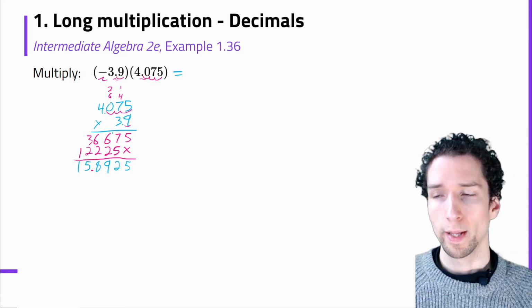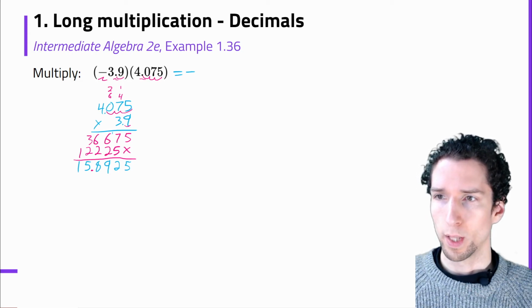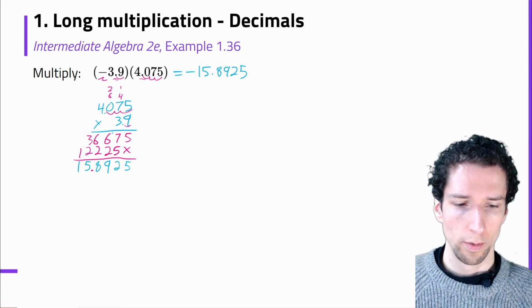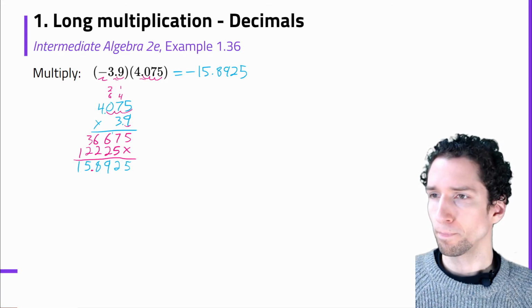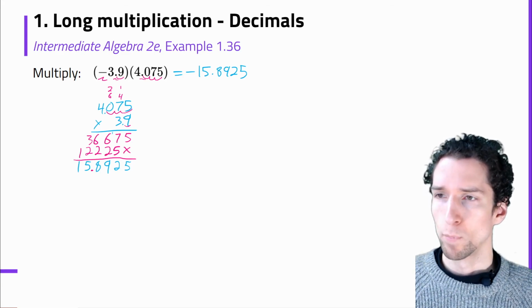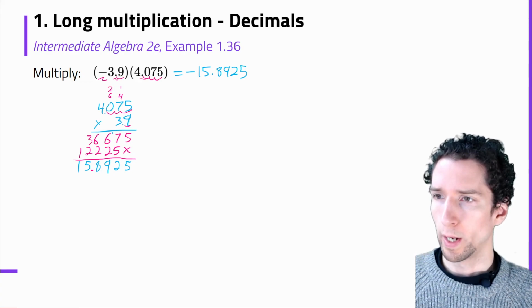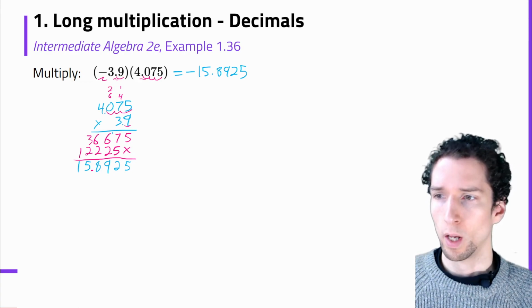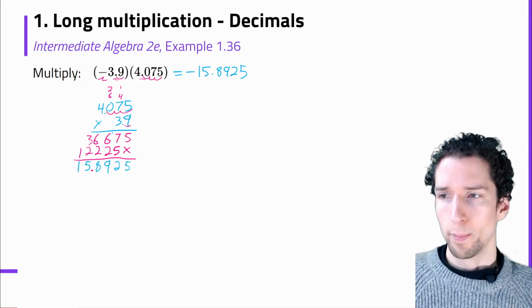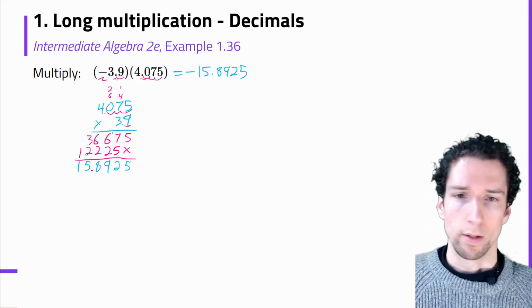But then also we had that negative sign out front, so let's put that back in. So negative 15.8925 will be our answer here. Okay, so there we go. Just count out however many places your decimal was there and then put that right back in at the very end and you'll have the correct result.